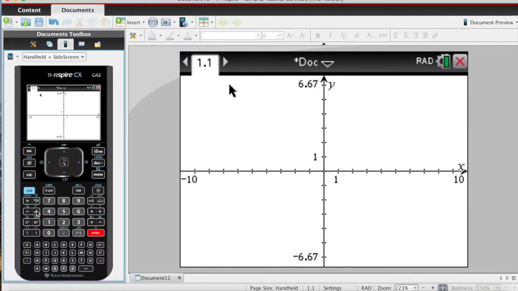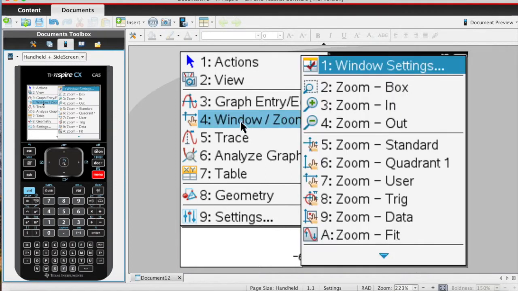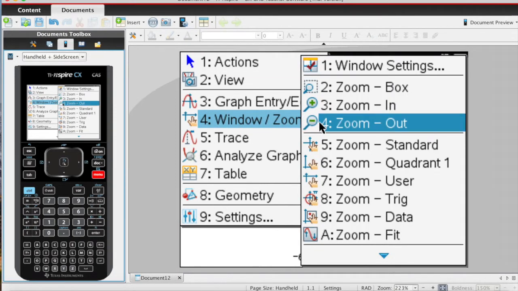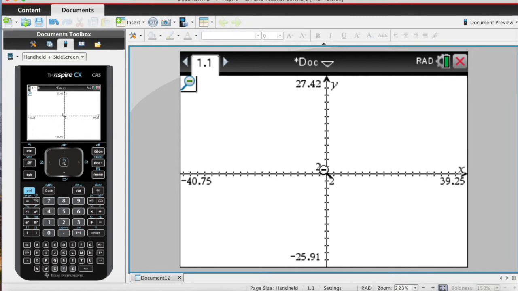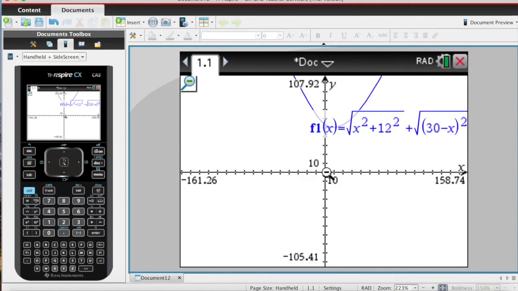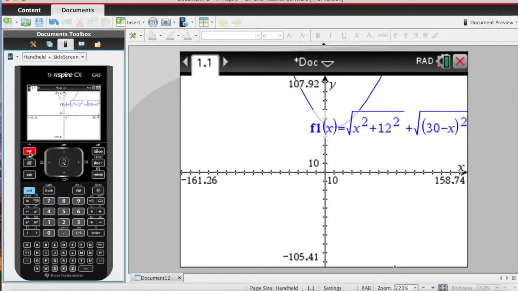Okay. So we've graphed it, but the graph is actually outside the area of our screen. So we can go to menu. We are going to choose the option 4 to zoom out. So this magnifying glass is asking us where is the center from which we are going to zoom out. So we keep clicking until we see our graph, and there it is. To get out of the zooming function, we go back to the calculator and we hit escape.